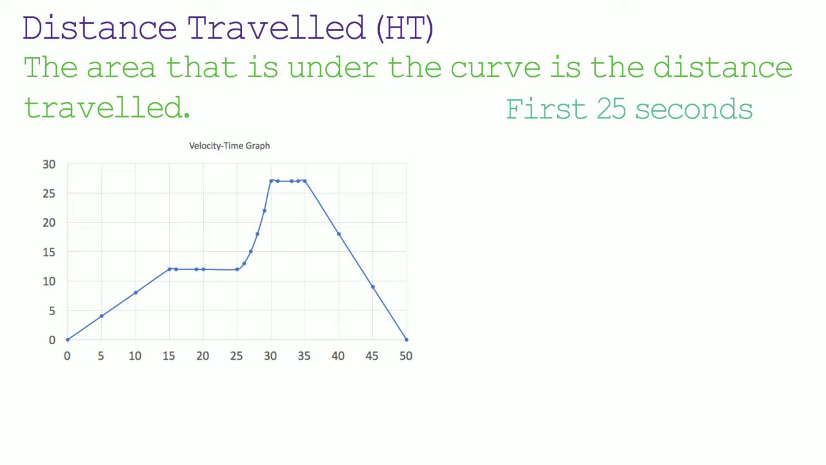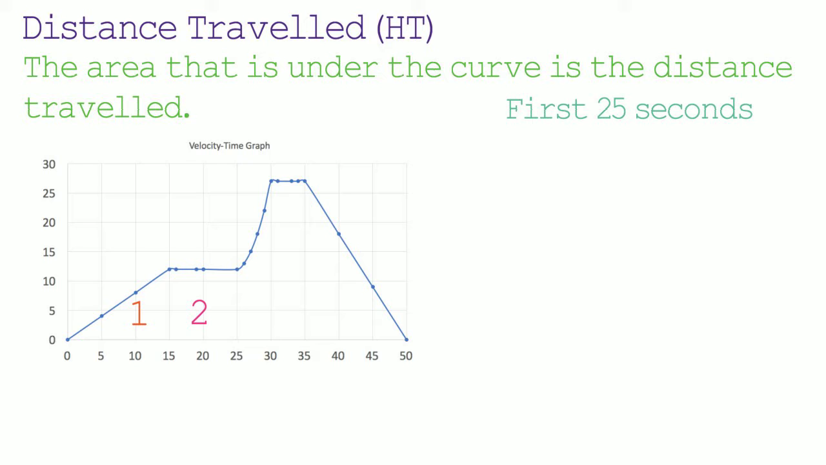The first section is going to be between 0 and 15 seconds, and this is when the object is accelerating. So we're going to have a triangle here. The second section is between 15 and 25 seconds, and this is when the object has a constant velocity. So it means that the object is travelling at the same speed.